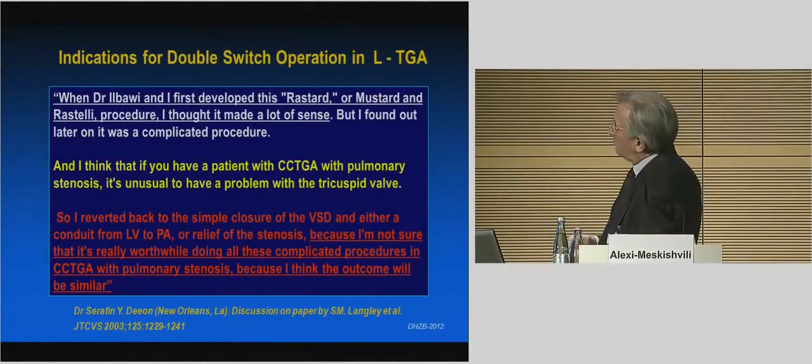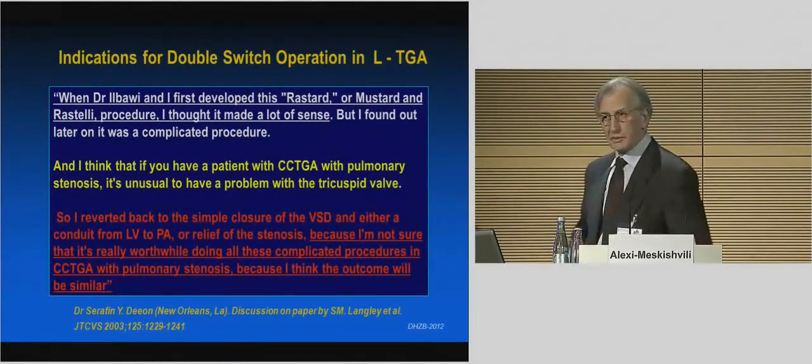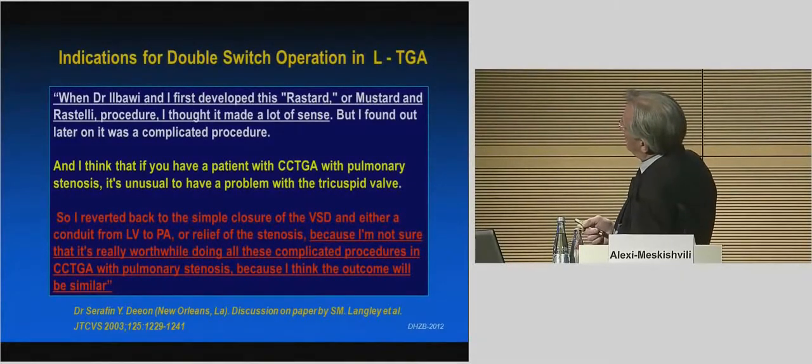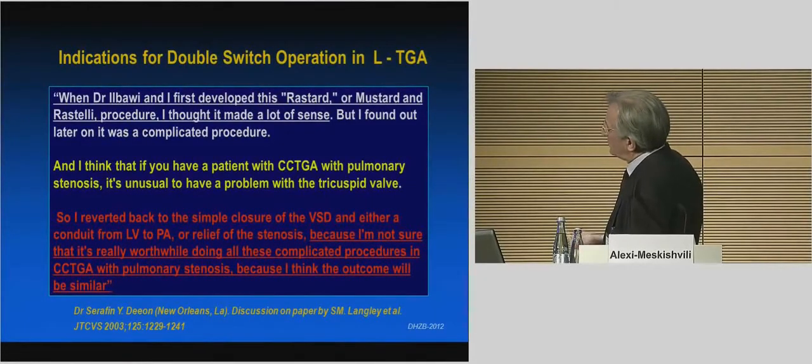It's interesting that the person who developed, with Ilbawi, this double switch operation, he changed his opinion about the indication for double switch operation. And he wrote that I think that if you have a patient with corrected transposition and pulmonary stenosis, it's unusual to have a problem with the tricuspid valve. So I reverted back, the person who developed this operation, to simple closure of VSD and either conduit from left ventricle to the pulmonary artery or relief of the stenosis, because I'm not sure that it is really worthwhile doing this complicated operation in corrected transposition with pulmonary stenosis, because I think the outcome is similar.